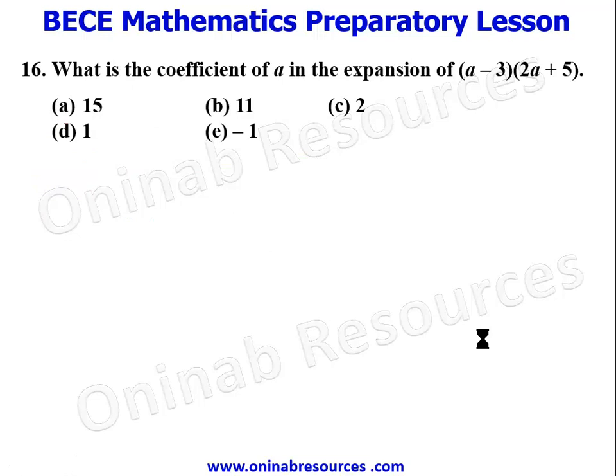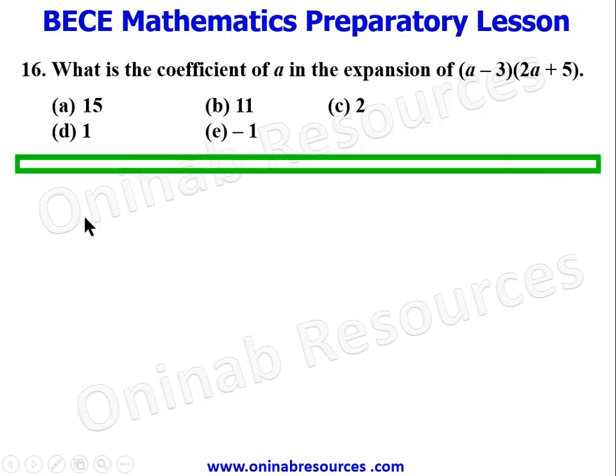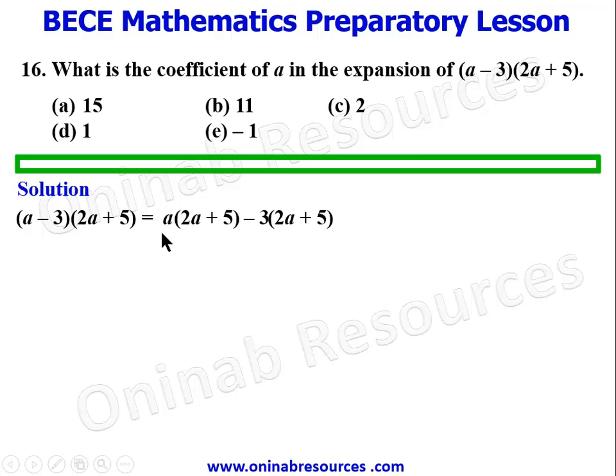Now we go to problem 16. What is the coefficient of a in the expansion of a minus 3 into 2a plus 5? So in our solution, we are going to expand the two brackets. So we pick the first term in the first bracket, which is a. We multiply it by the second bracket. Then we pick the second term in the first bracket, which is negative 3. We multiply again by the second bracket.